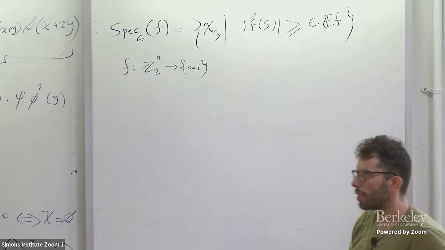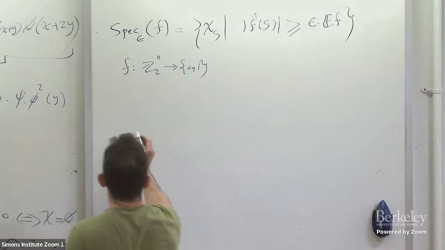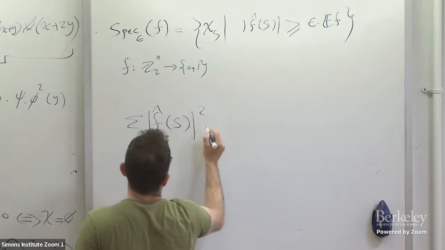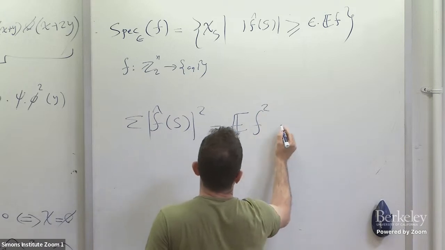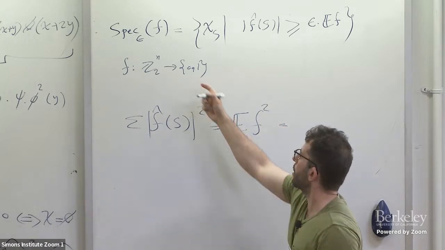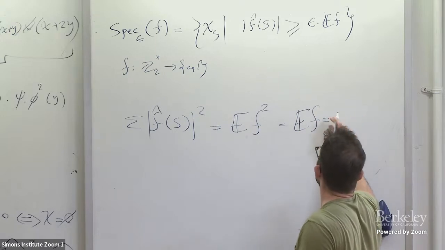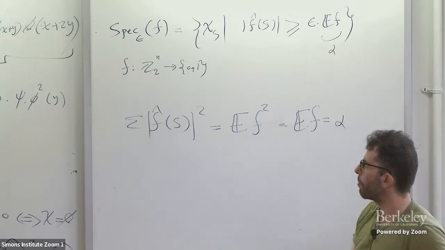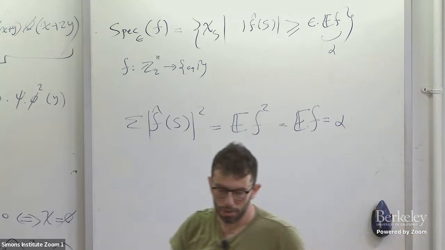Now, how large can this set be? That's the first question. Let us ask this. By Parseval, I know the sum of all the squares of the Fourier coefficients is just the expected value of f squared. But because f is Boolean, this is the same as the expected value of f, which let's denote by alpha. So the whole sum is alpha. But now let's see how much these large ones contribute here.